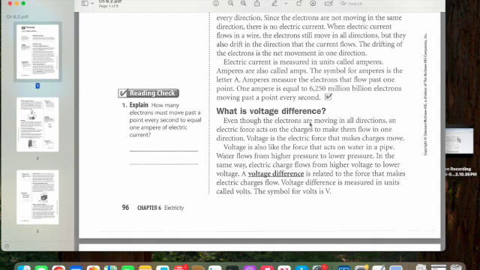Voltage is also like the force that acts on water in a pipe. Water flows from higher pressure to lower pressure. In the same way, and we'll highlight this, electric charge flows from higher voltage to lower voltage. We're going to keep highlighting. A voltage difference is related to the force that makes electric charges flow. Voltage difference is measured in units called volts, and the symbol for volts is capital V.